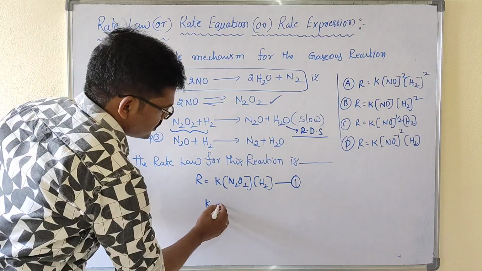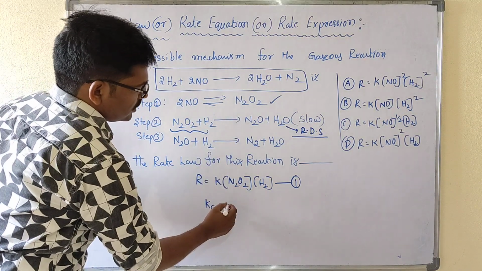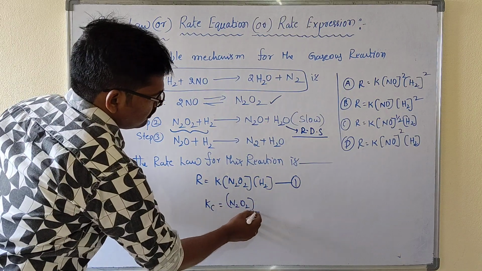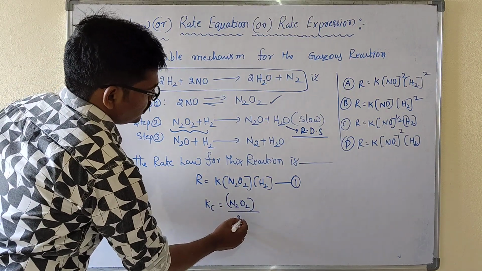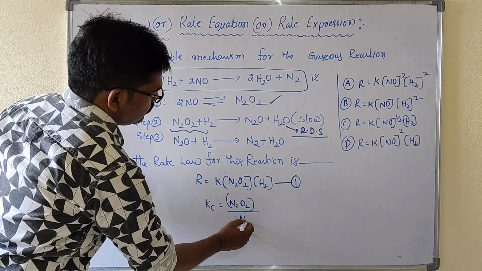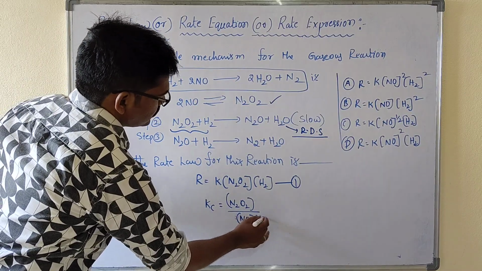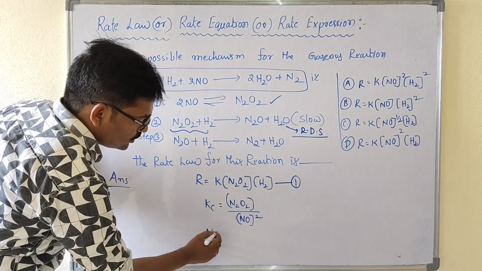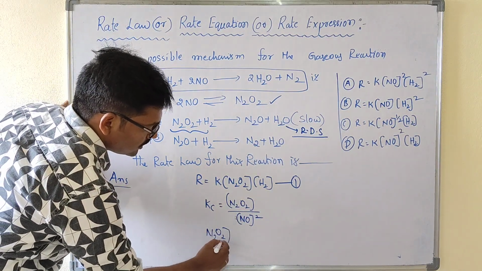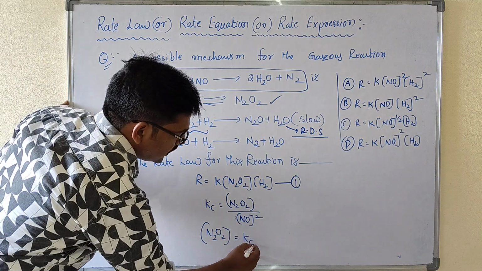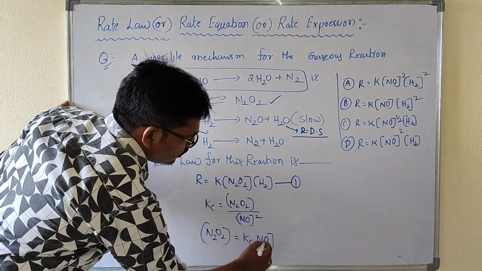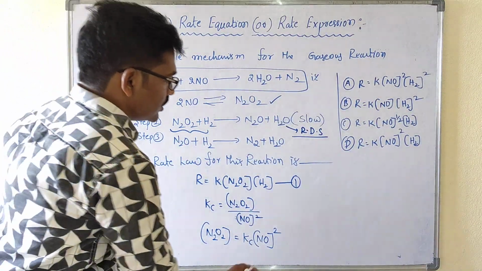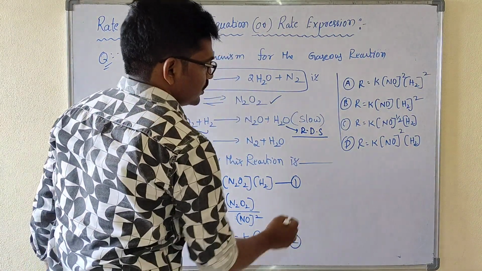KC అంటే equilibrium constant. So for this reaction, the equilibrium constant is N2O2 concentration divided by NO whole to the power square. So from this, we need to find N2O2. N2O2 concentration equals Kc into NO whole to the power square. So now this is equation number 2, just assume it as equation number 2.